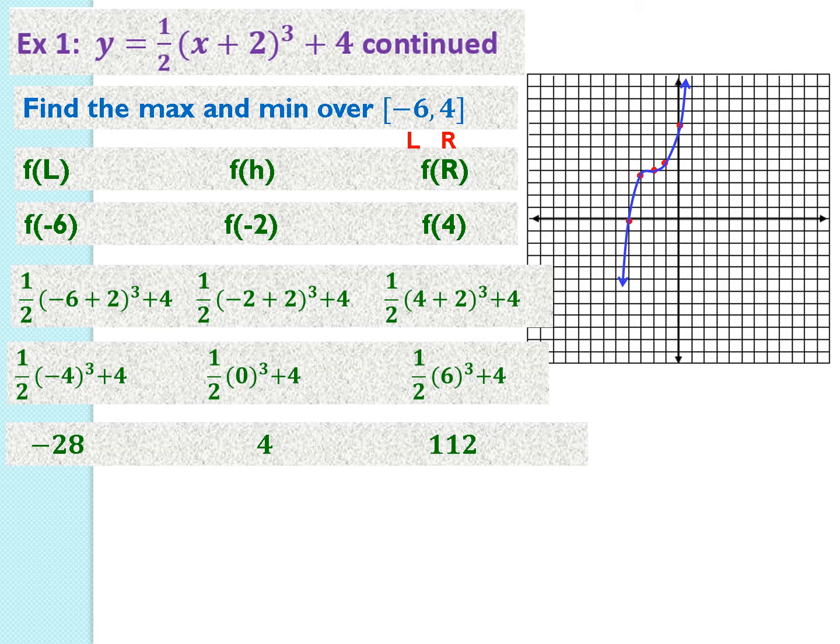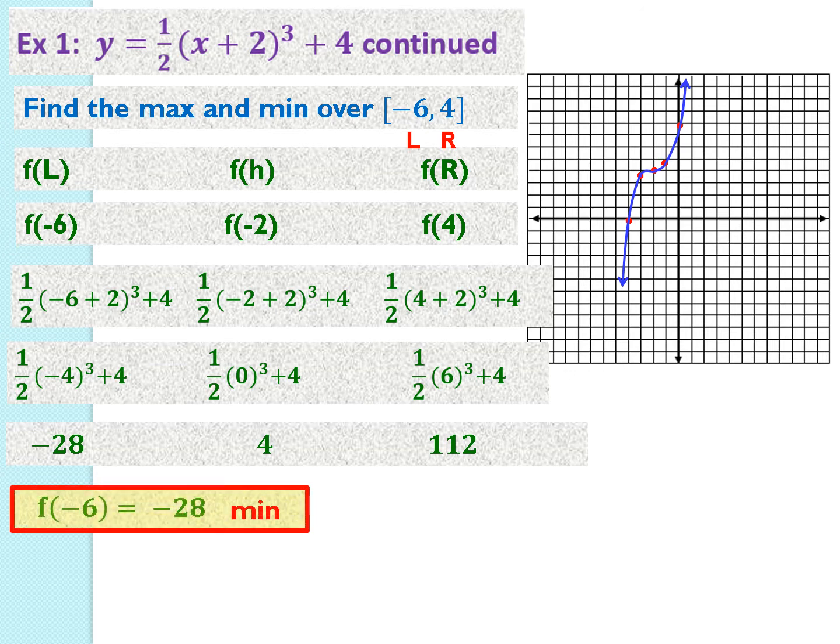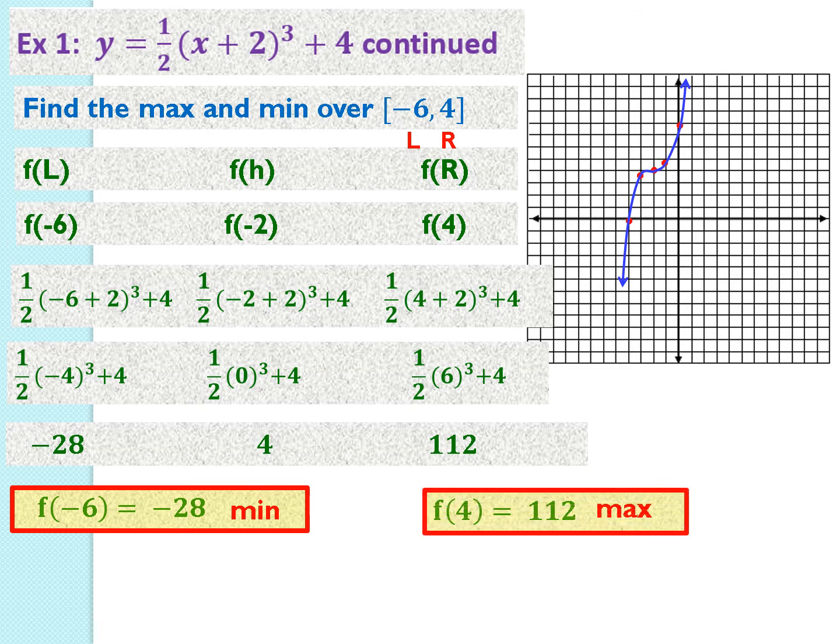Now, if negative 2 had not been in between negative 6 and 4, obviously we wouldn't have calculated them. But for the minimum value, that's negative 28. So the way we write that is f of negative 6 equals negative 28. And that's your minimum. Now your maximum is 112. So the way we write that is f of 4 equals 112.